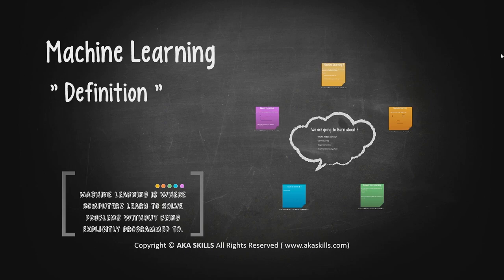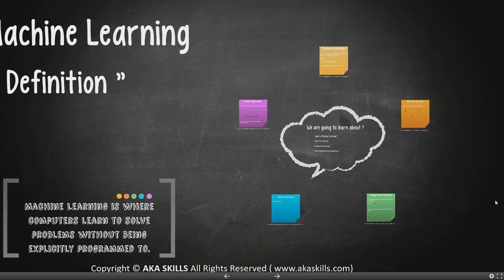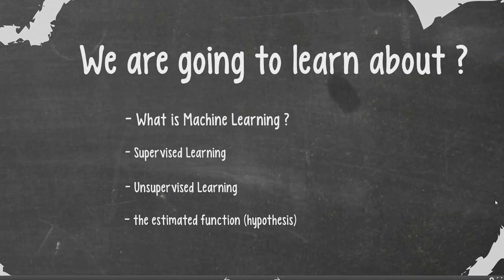And in this video I want to start by defining, or giving a definition to, machine learning. Machine learning is where computers learn to solve problems without being explicitly programmed to do that. So what we're going to see in this video is a brief definition for machine learning and learning itself, supervised learning, unsupervised learning, and the estimated function, or what many people like to call it, hypothesis function.